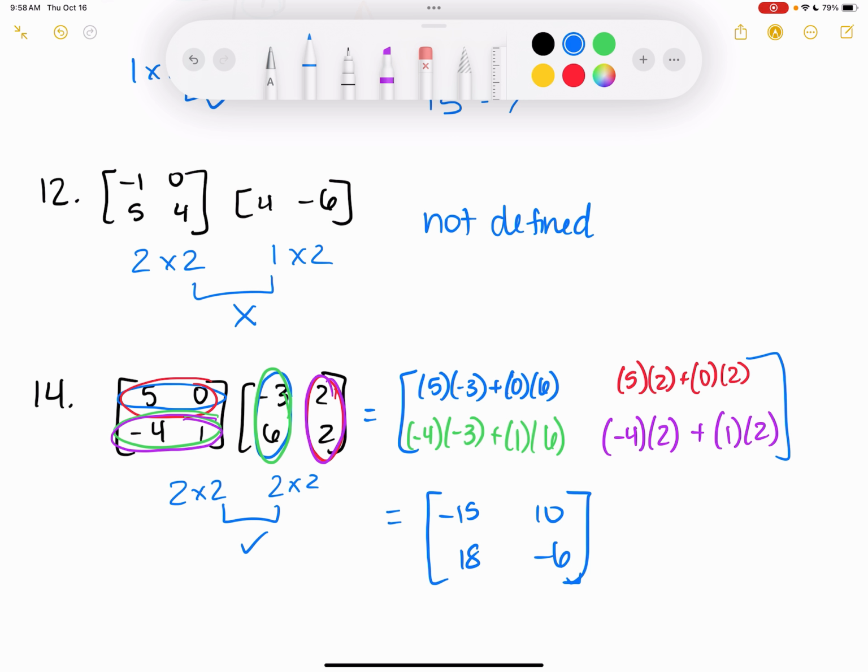You don't have to show it this way. Instead, I could have just written -15, and then I could have written 12 plus 6 in that spot instead. You don't have to show all these little things that are being multiplied, but you've got to show that there's work there to get to the final answer.